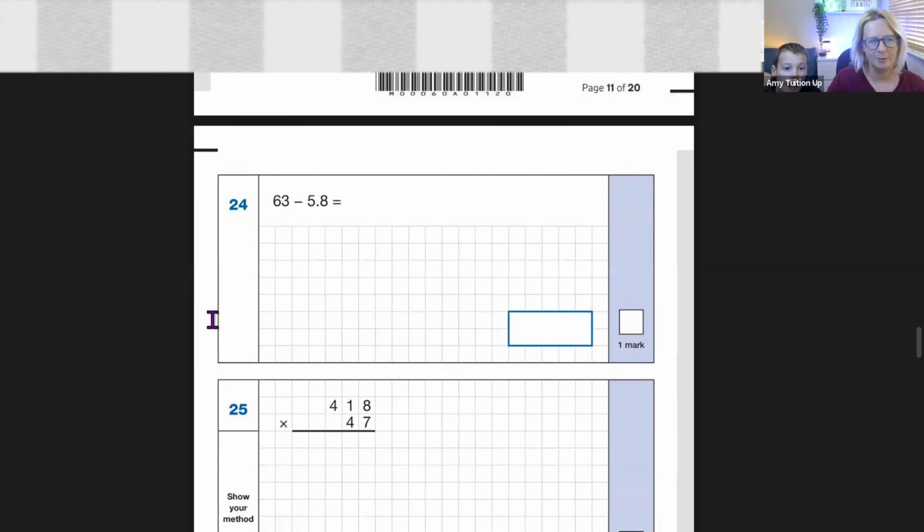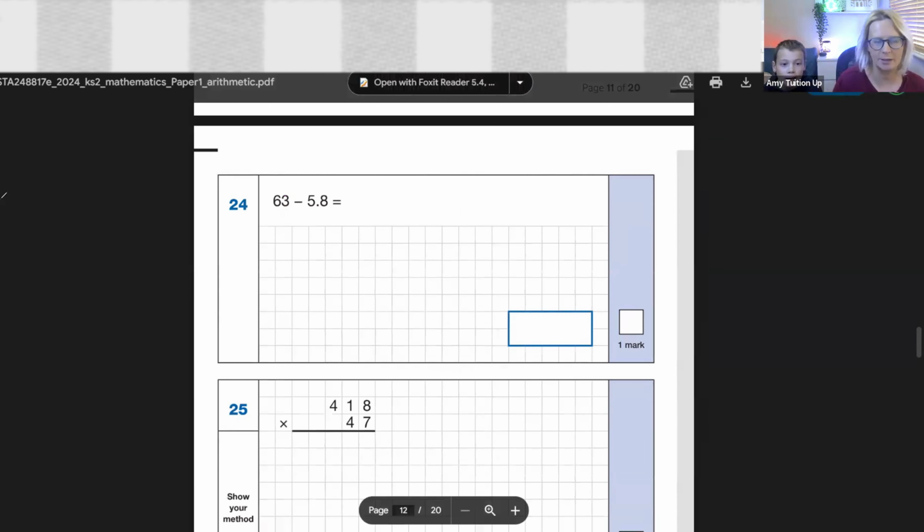Oh, this is a nice one. Shall I demonstrate this one? Okay. So we've got 63 minus 5.8. What we have to do here is make sure that when we write it out, we have those decimals in. And here we need a placeholder because this one doesn't have a decimal, so we're just going to stick one in. Okay, so our operation, let's get it right, is a subtract.